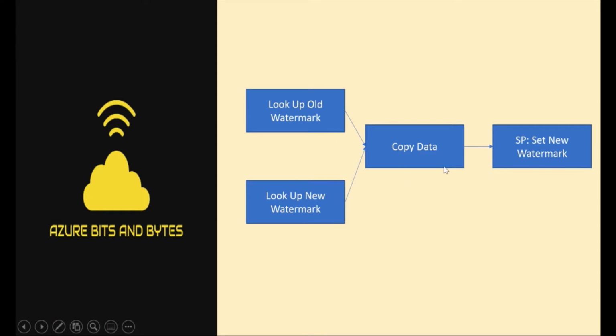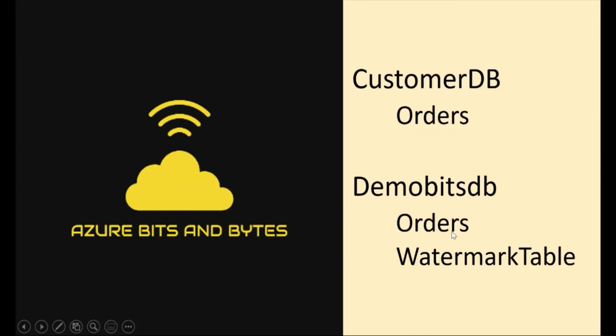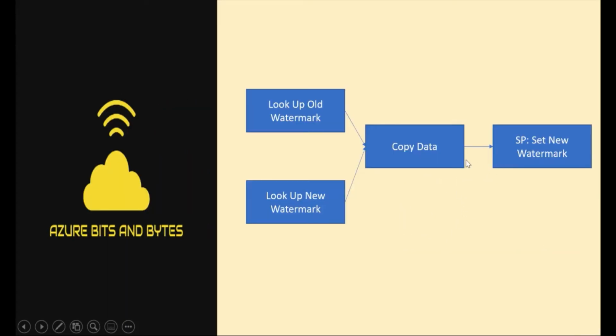So once I get a date range, I would be copying data from source and then dumping the data into my target orders table over here. And then I would be updating the watermark value in the watermark table using the stored procedure activity, so that next time when my pipeline is running, the same watermark value will become my old watermark. So that I'll get a new date range, and then I'll serve the copy data activity again.